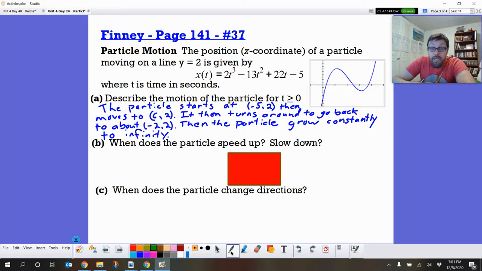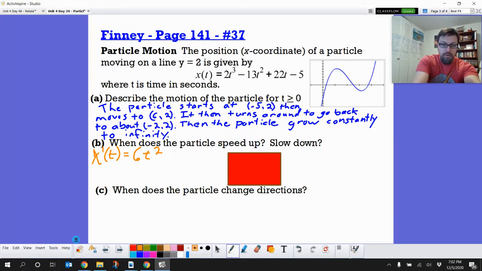Anyway, when does the particle speed up? When does the particle slow down? So the function that I'm given up here is my position function. So it's telling me where the particle is, but it's not telling me its speed. In order to figure out its speed, I first need to figure out what its velocity is. So to find the velocity, I need to find x prime of t. So that is going to be 6t squared minus 26t plus 22. So that is going to tell me the velocity of my particle.